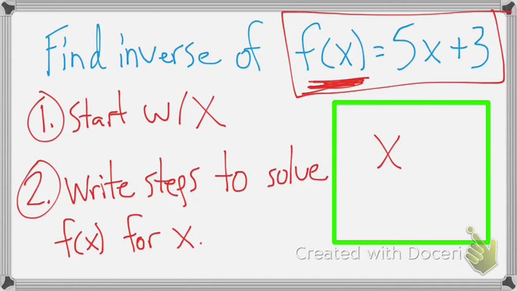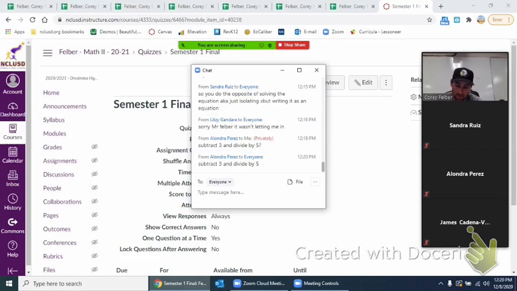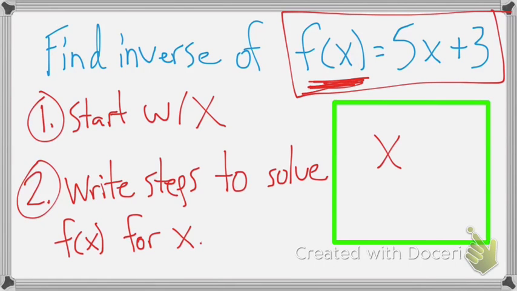What do you think, Ian? If we subtracted 3 and divided by 5, would that get x by itself?